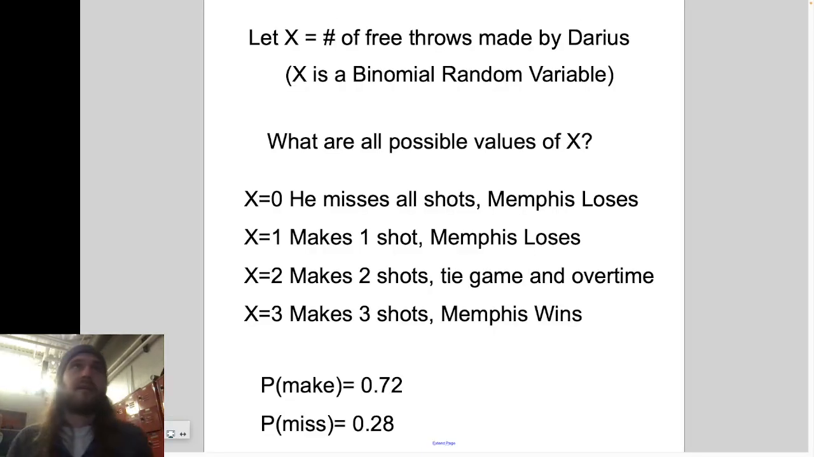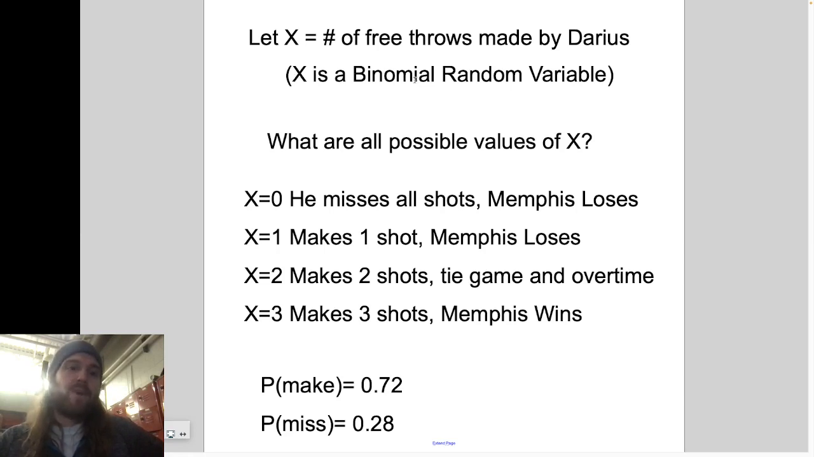We're going to define a random variable as x equals the number of free throws made by Darius. This is a binomial setting, and we're going to talk about what that means in just a minute, but let's first do some math, so you can see the math, and then we can identify it. This is a binomial random variable.